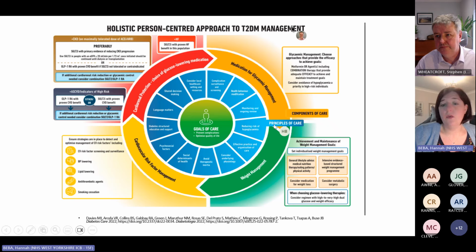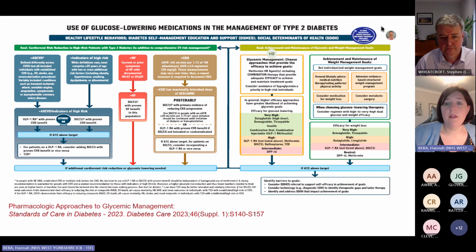But we think of it as 4 quartiles of action around medication for glycemic management, weight management, cardiovascular risk management, and then thinking about that cardio-renal protection in everything that we do. So in our glucose lowering medications and beyond. And this is just a blown up version of that.